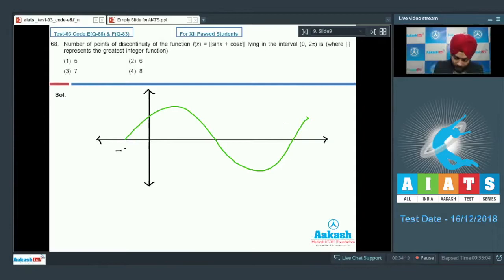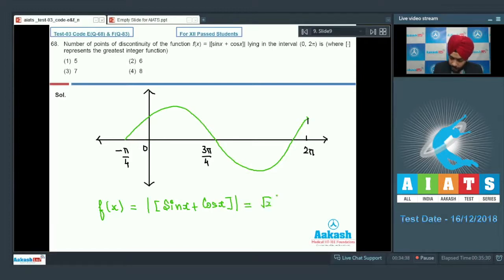This value is minus pi by 4. We have to look for the interval 0 to 2 pi. This value is 2 pi. This value is 3 pi by 4. The function is sin x plus cos x, greatest integer and then modulus, and I have transformed it into root 2 times modulus of greatest integer of sin of (x plus pi by 4). We all know that this value is 1 at x equals 0. This value is root 2. This value is minus root 2.